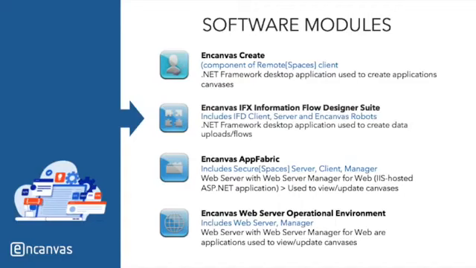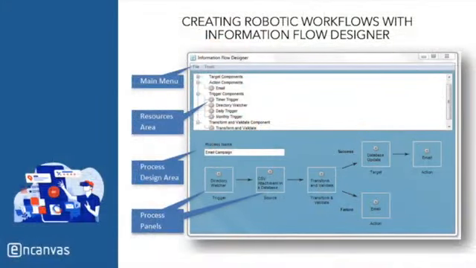Then we have the machine-to-machine processing layer. Encanvas IFX, or Information Flow Designer, provides the ability for designers of applications to gather and harness data and to create new logical workflows from machine to machine. It allows you to transform data and create actions, typically used by software robots to mimic activities of users. It dramatically cuts down the amount of time you have to spend on tedious activities and data processing.